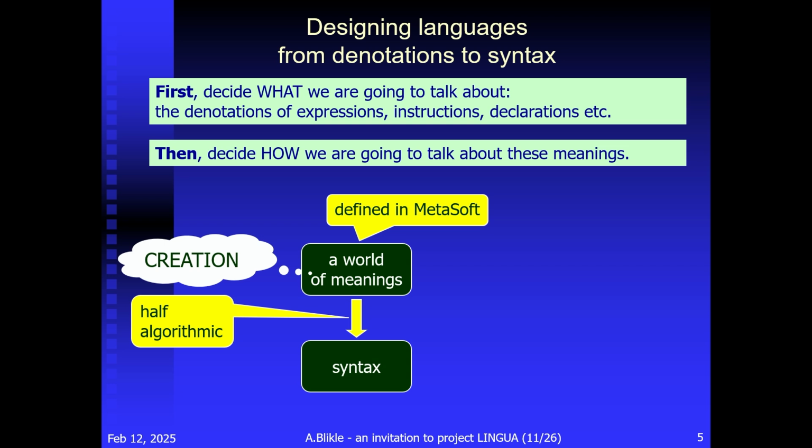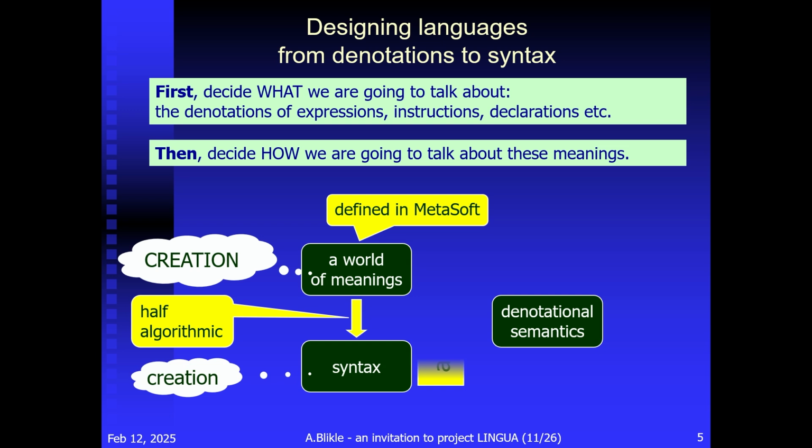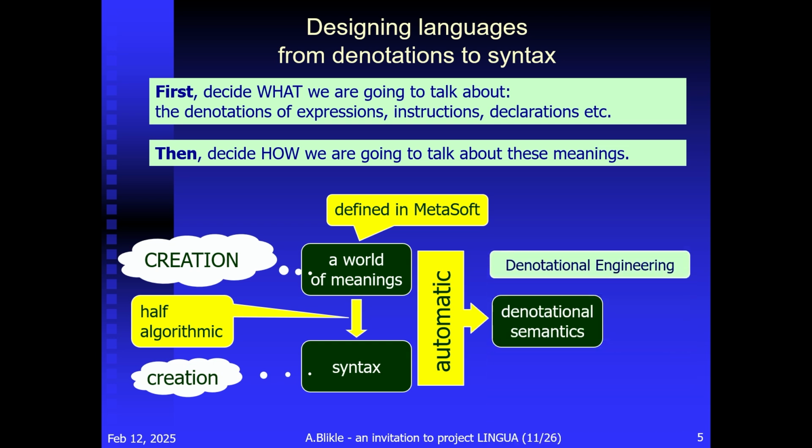And this can be done to a large extent algorithmically. There is a little creation in this place as well, but not too much indeed. And once we have the descriptions of both these worlds, of meanings and of syntax, we can algorithmically generate a definition of semantics, and this semantics is denotational. And this way of designing programming languages I call denotational engineering. And our experimental language Lingua has been designed in this way.